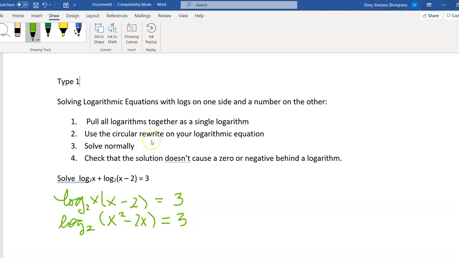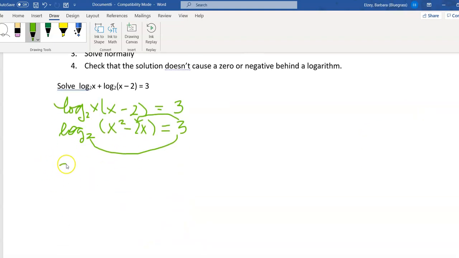Now, let's go to our circular rewrite. Let's recall that circular rewrite we did before. We went 2 to the 3rd power equals this stuff right here. So 2 to the 3rd power equals all of the stuff behind the log. All right, now let's multiply out 2 to the 3rd. 2 to the 3rd is 2 times 2 times 2, which is really 8.